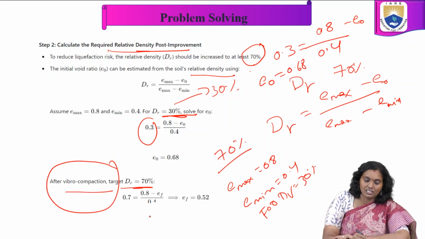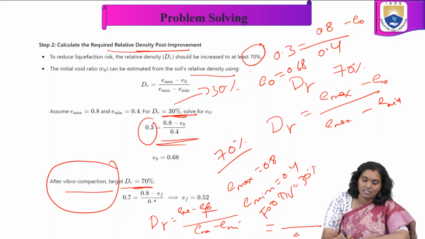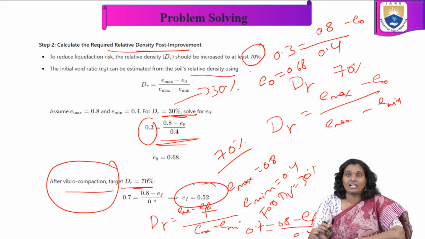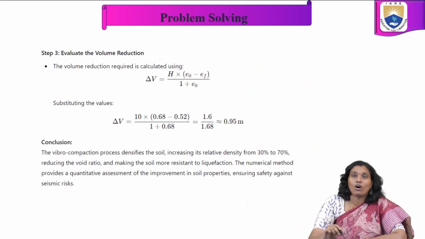So here 70% is equal to E max minus E final, divided by E max minus E minimum. E max and E minimum are the same in both cases. So that is 0.4, 0.8 minus E final. So that gives the final one. Like that, we are calculating the required relative density before and after.